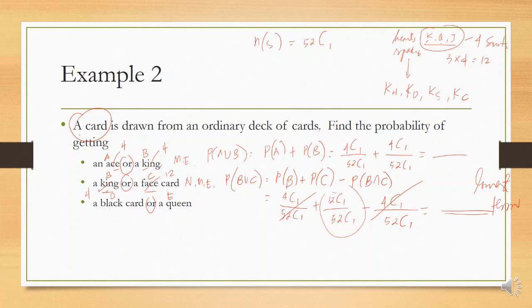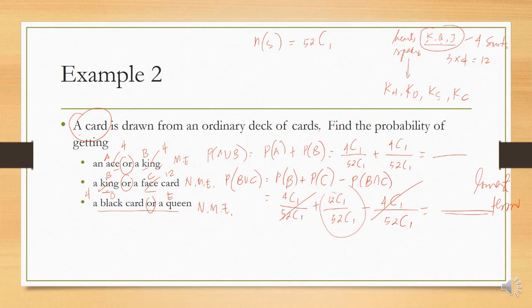Okay, moving on for letter C. So, this one is there a card that is a black card at the same time a queen? Yes, okay? So, this one is a non-mutually exclusive event. Kasi merong queen of spades at saka queen of clubs. Dalawang black card yun. No? So, possible siya. Okay?